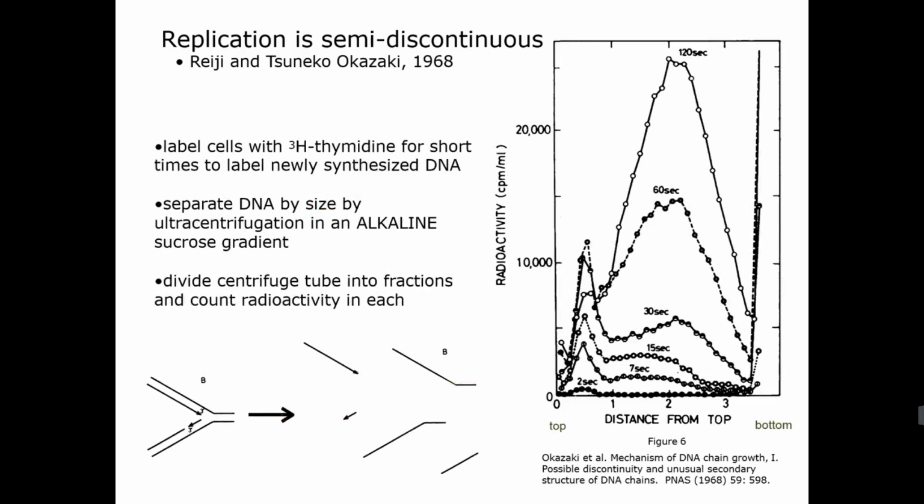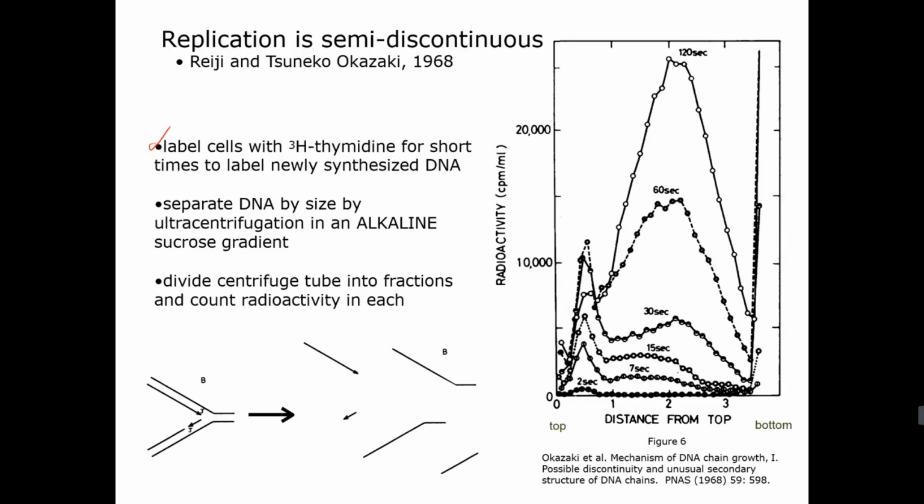Okay, so let's talk about the experiment. And what they did, again, is kind of the pulse labeling strategy. So they too labeled their cells with radioactive thymidine, so tritiated thymidine, for short amounts of time. They were very, very serious regarding these short periods of time, because when they applied their label, they wanted to be able to capture these tiny pieces of DNA before they got joined together.